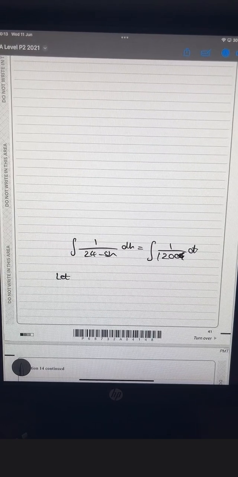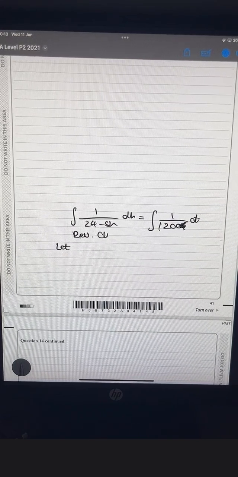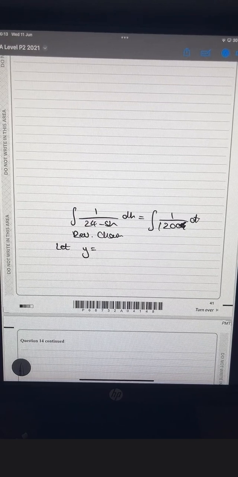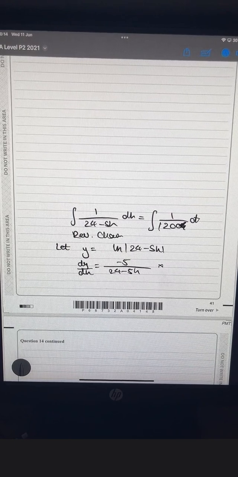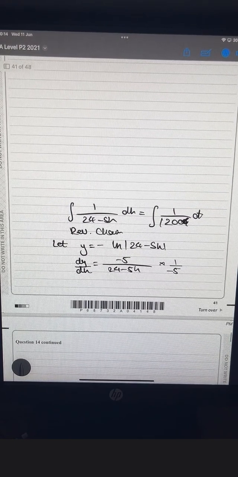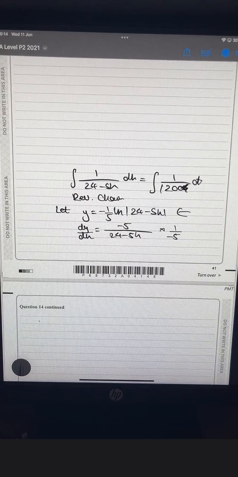So, reverse chain rule on both. So, let y equal, and I just take the natural log of the denominator. That's what you do, 24 minus 5h. So, dy by dh, I'm going to differentiate that. So, it's going to be something over 24 minus 5h, chain rule. If I differentiate this, I have minus 5 up here. I don't want that. I want a 1, right? How am I going to get rid of that? I'm going to multiply by 1 over negative 5. So this would be negative a fifth. This is what this integrates to, all right? So now I can integrate both sides. So I have negative 1/5 ln of the modulus 24 minus 5h.